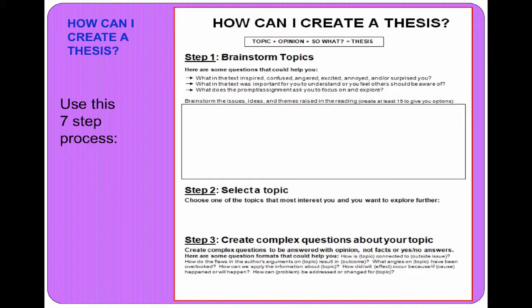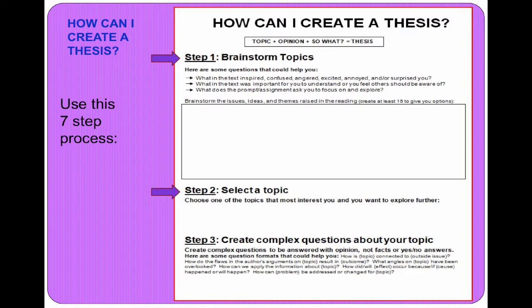Use this 7-step process. Step 1. Brainstorm topics. Here are some questions that could help you. What in the text inspired, confused, angered, excited, annoyed, and/or surprised you? What in the text was important for you to understand or you feel others should be aware of? What does the prompt or assignment ask you to focus on and explore?